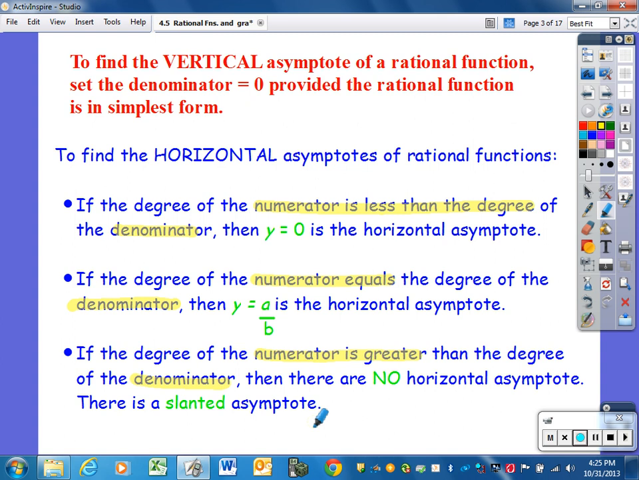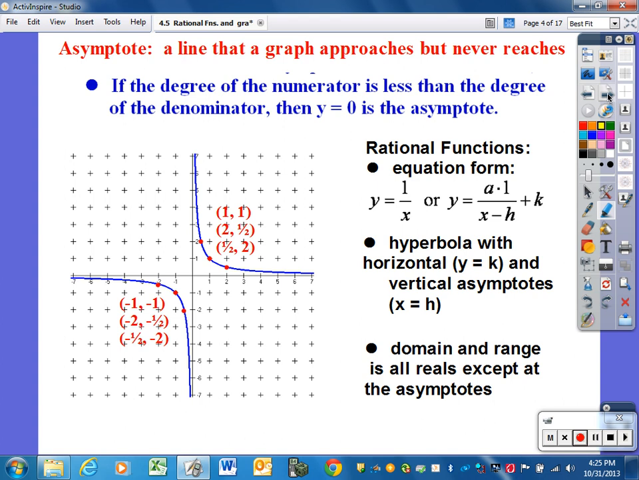So let's look at each of these situations. All right, here's where the degree of the numerator is less than the denominator. y equals 0 should be our horizontal asymptote. So here on my graph, y equals 0 is my asymptote. My parent function is y equals 1 over x. Or if I want to put it in my x minus h form, it is a times 1 over x minus h plus k.